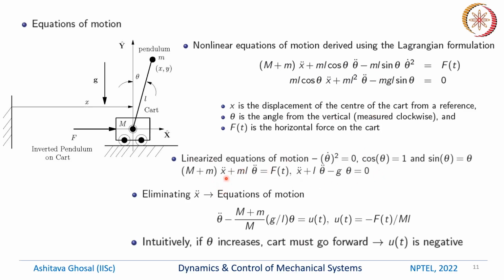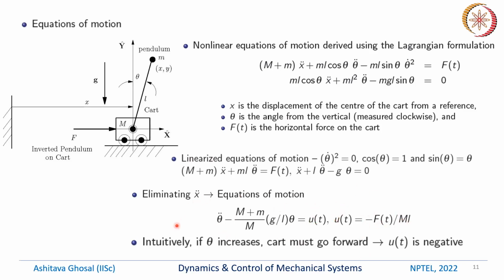So you can solve for x double dot from one of the equations and substitute in the second equation, and we will get the following single ordinary differential equation: theta double dot minus (M + m)/M times g/L theta equals u(t). So u(t) is similar to force, but actually u(t) is minus f(t) divided by m L if you work it out.